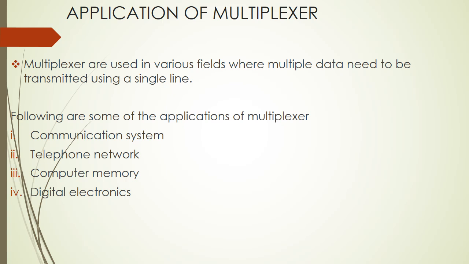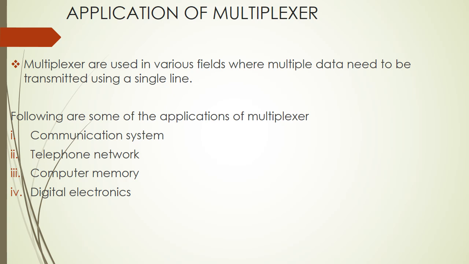Multiplexers are used in various fields where multiple data need to be transmitted using a single line. As we said earlier, a multiplexer accepts multiple inputs and only gives out one output. Following are some examples of multiplexers. One, we have the communication system, a process whereby someone will be able to publish news so that multiple audiences will be able to have access to it, like a radio station or television channel and so on.